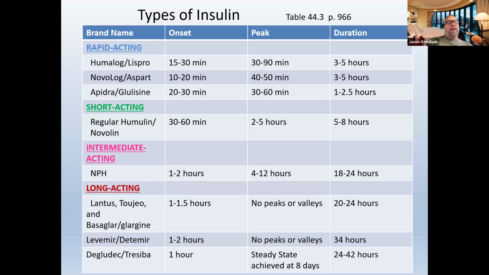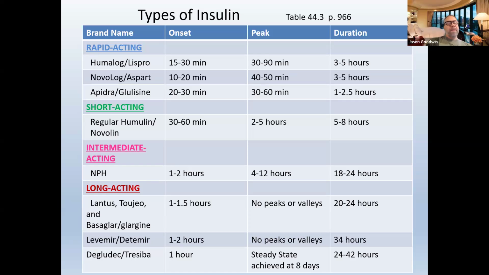Now you can see that the onset is pretty fast, right? So it's on fast, it peaks fast, and it's short in duration. Okay, these are the ones that you use right after a meal or something like that. Okay, the short acting, and these are also used pretty frequently as well, is the regular Humulin or Novolin. Okay, these are 30 minutes onset, 2 to 5 hours, a little bit longer, and longer duration.